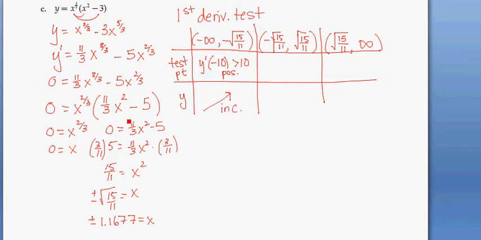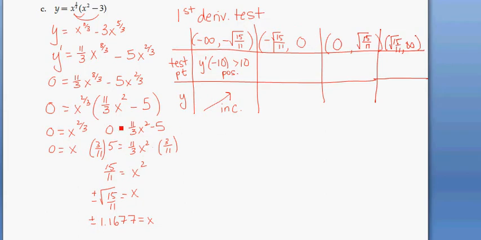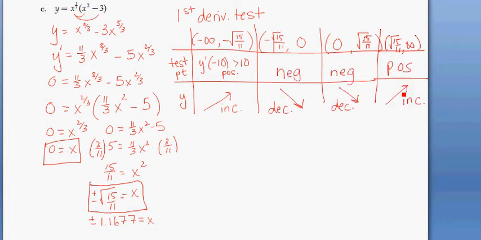And I'm realizing I forgot my critical value 0, so let me fix that. Okay, there we go. So I'm sorry, I need to correct myself. We had 1, 2, 3 critical values. That breaks the domain into 4 intervals. Okay, so for time purposes, I'm going to just tell you what the results are here.